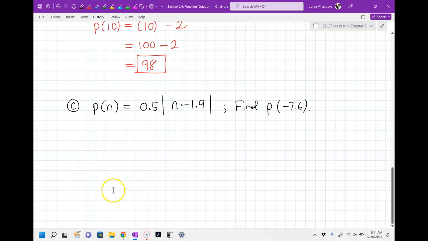All right, so right now we'll bring out a calculator for this. So I'm going to be plugging in P of negative 7.6. Okay, so P of negative 7.6 is equal to 0.5 absolute value of negative 7.6 minus 1.9, and I got to solve that. So let me get out my calculator.